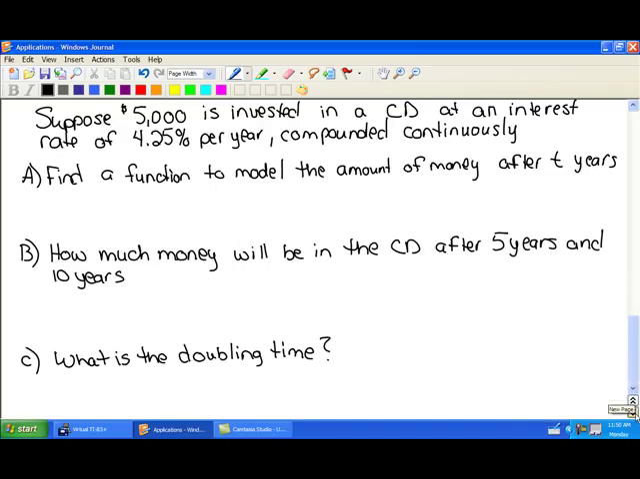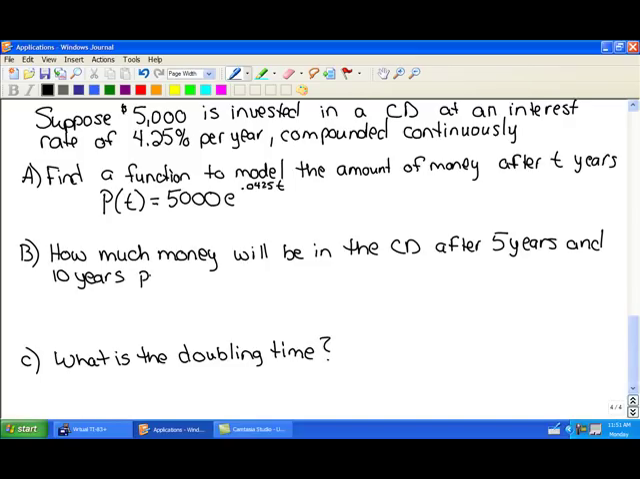Suppose $5,000 is invested in a CD at an interest rate of 4.25% per year, compounded continuously. To find the function to model the amount of money after T years, the amount of money after T years will equal the initial principal, which in this case is 5,000, times E raised to the K, and the K is the interest rate. Remember, this needs to be in decimal form, so that's 0.0425 times T power. How much money will be in the CD after 5 years and after 10 years?